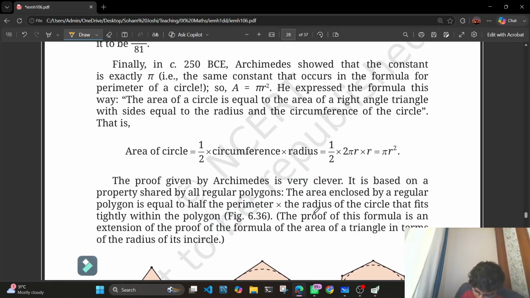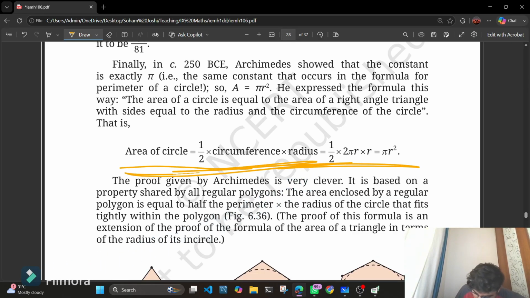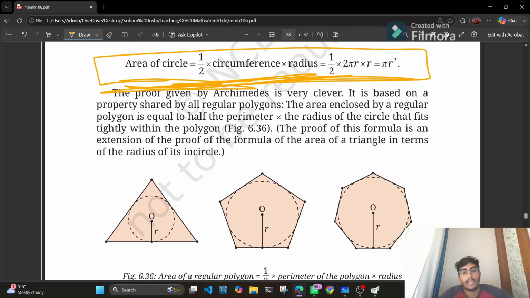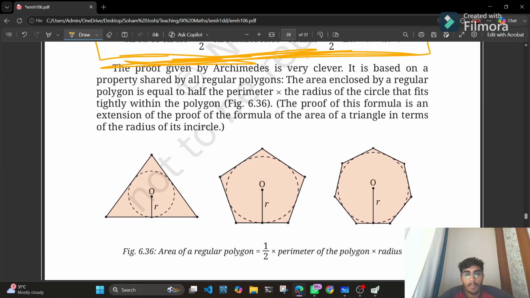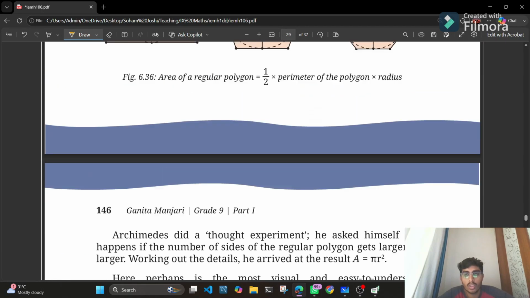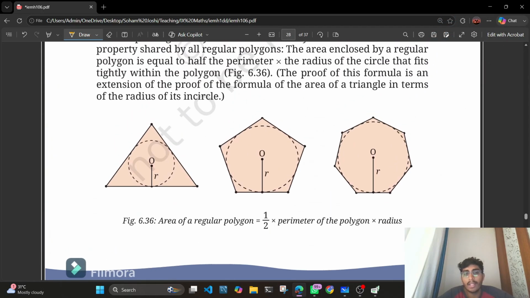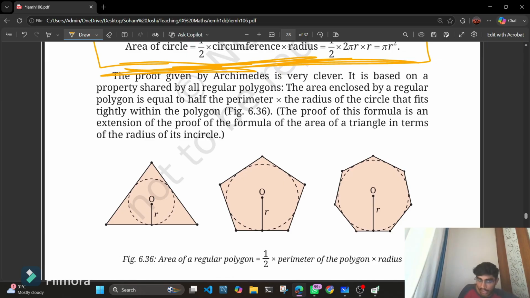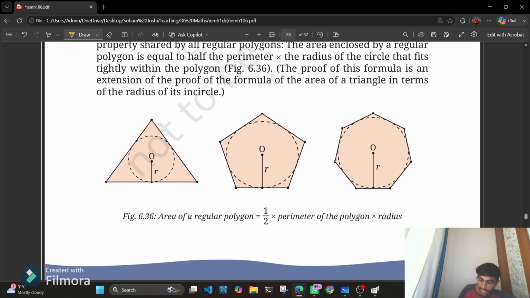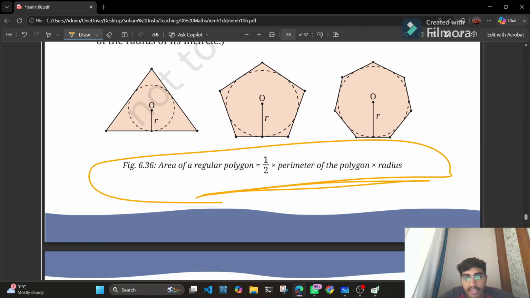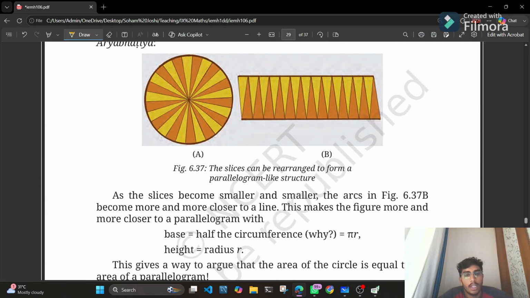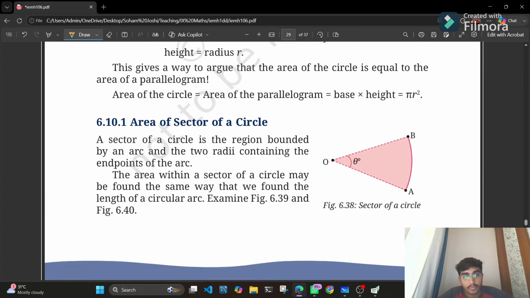You can also see over here that the area of circle is half into circumference into radius. That becomes pi r square. Okay, cool. Similarly, we can use this formula for the area of a regular polygon also, that is half into perimeter of polygon into the radius, if we circumscribe a circle inside the polygon.